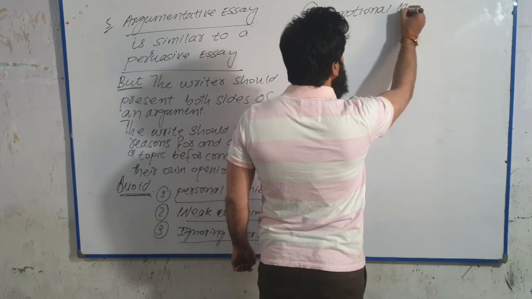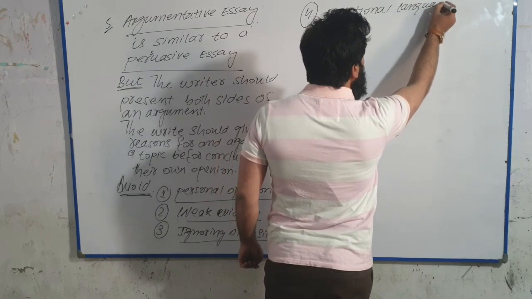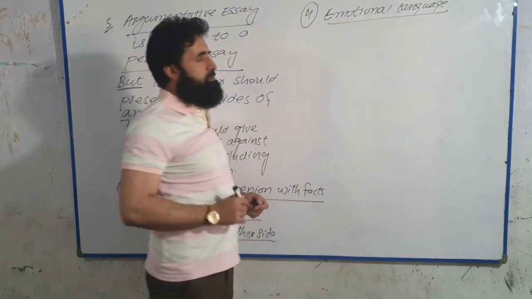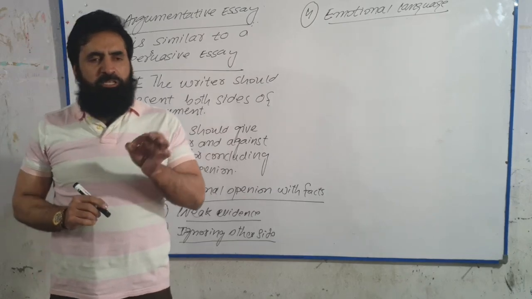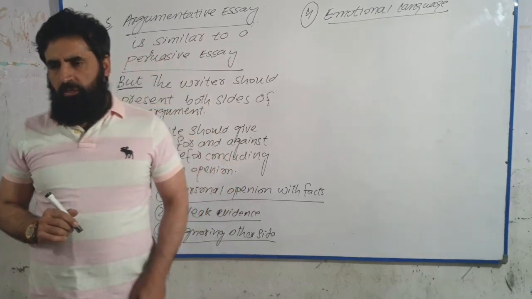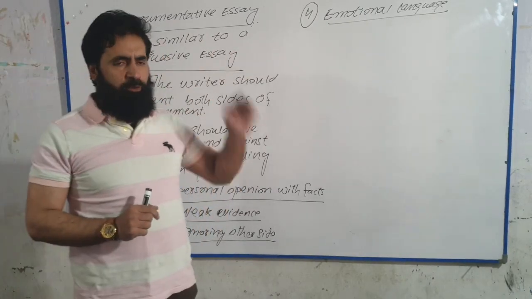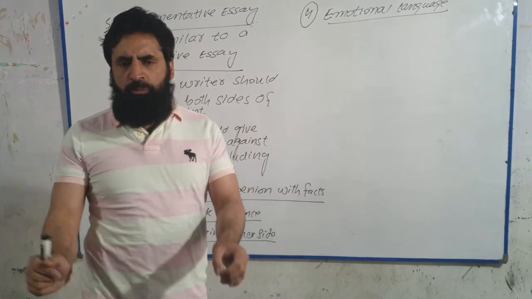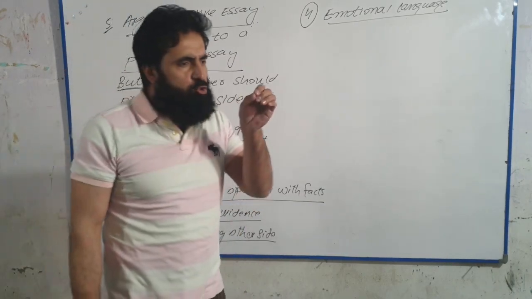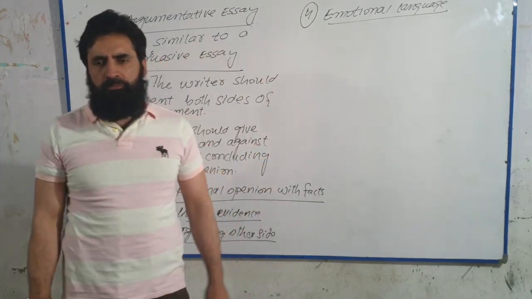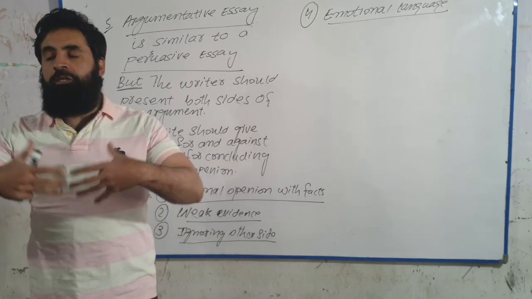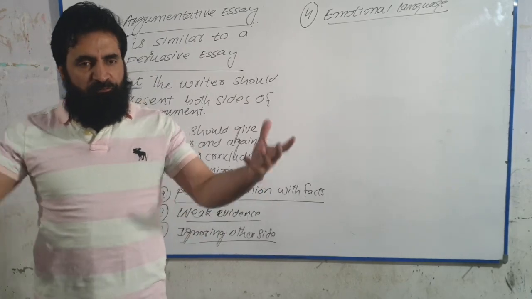Emotional language. Got it? What should the writer avoid? The writer should not use emotional language. The writer should control emotions. The writer should not attack personally. The writer should provide logic, examples, facts.